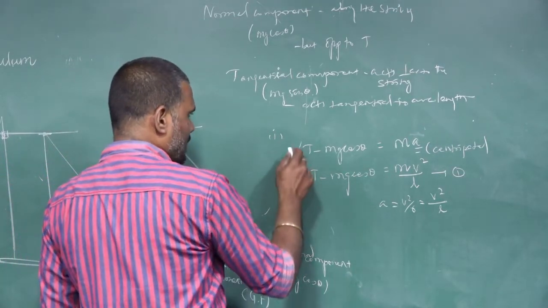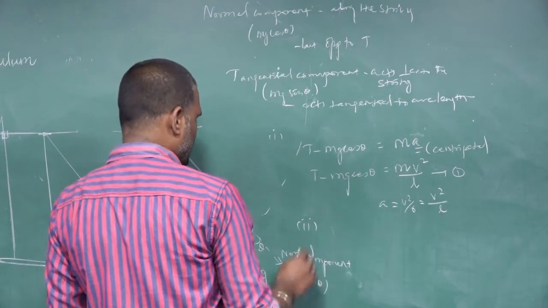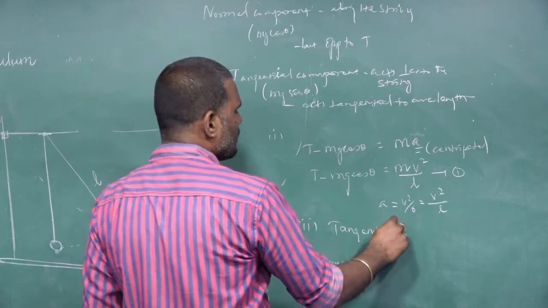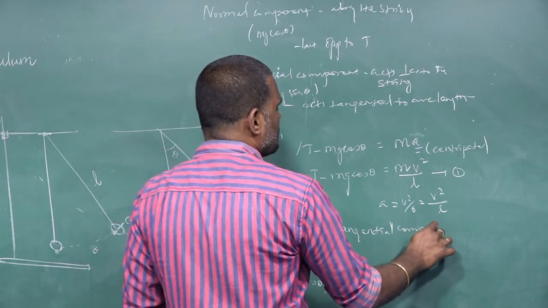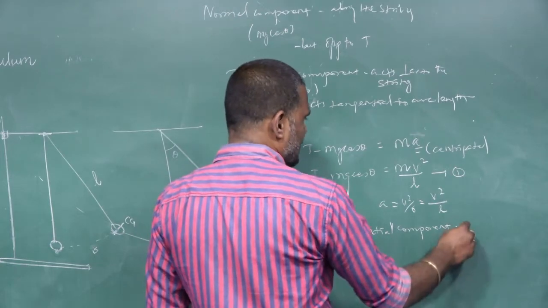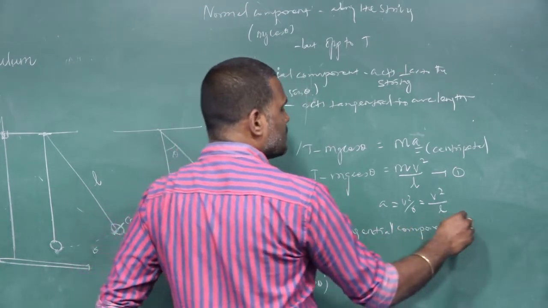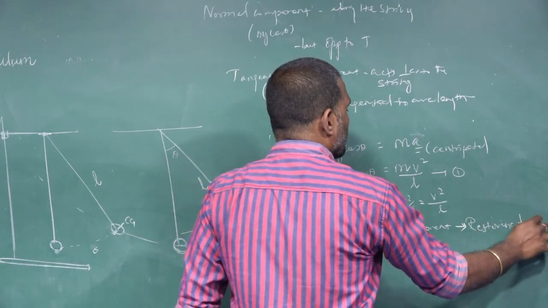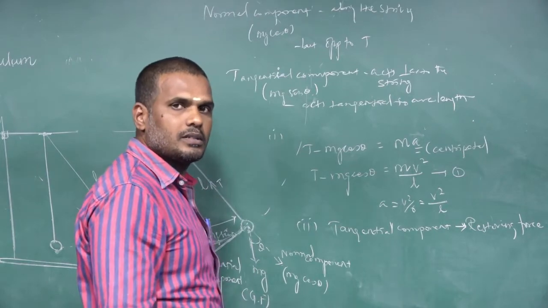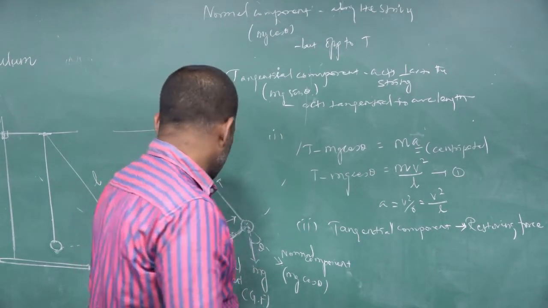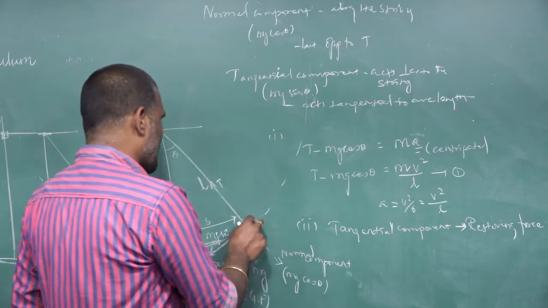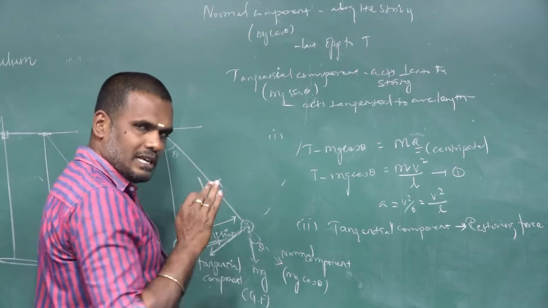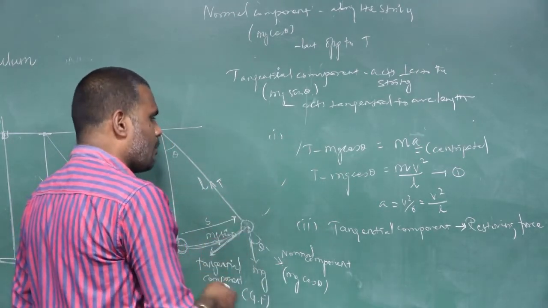So this one is for the normal component. For the tangential component, I can say the tangential component provides the necessary force to restore the bob back towards its mean position. Hence, we call this the restoring force. What is this restoring force? How many forces are acting on the metal bob along this tangential direction? See, only one force, mg sin theta alone. No other force is acting on this metal bob.